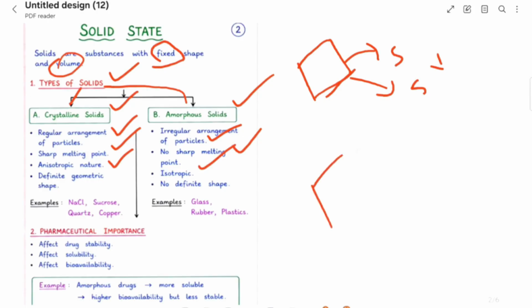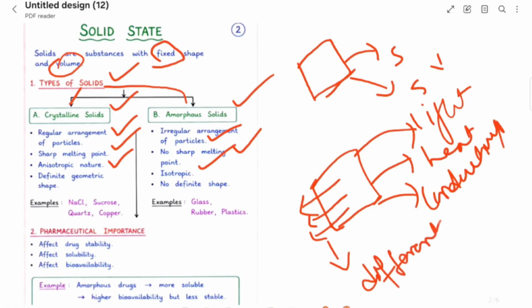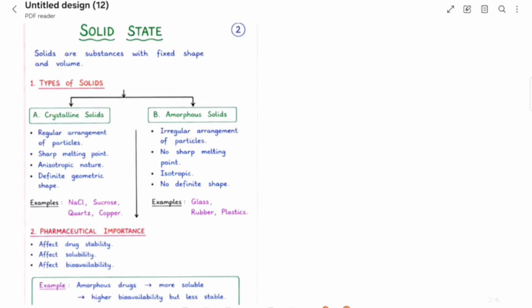Anisotropic in nature means that when we subject a solid substance to study, for example with light, heat or conductivity, and measure the values, it shows different values in different directions. When we pass light, heat or conductivity and measure in different directions, we get different values.